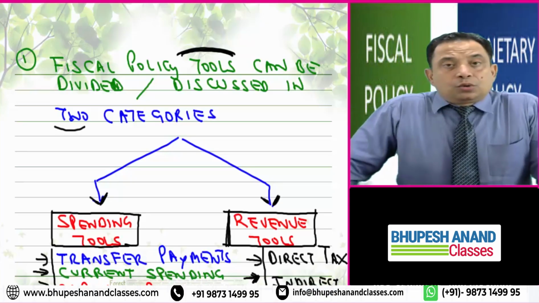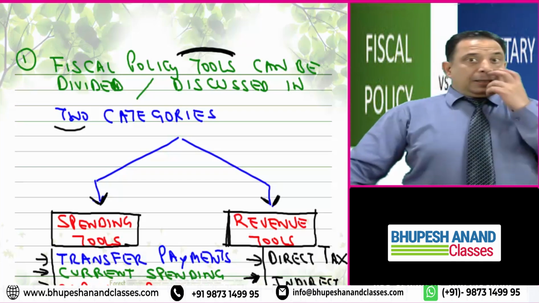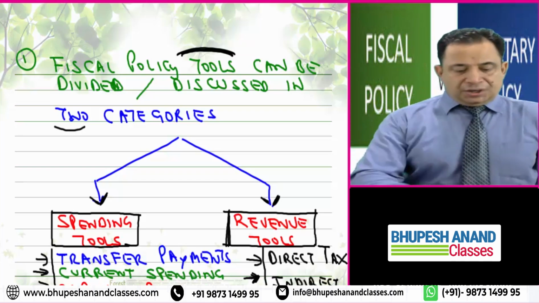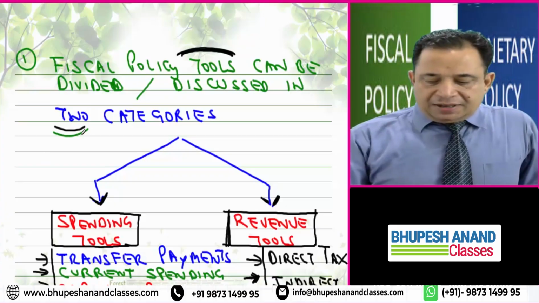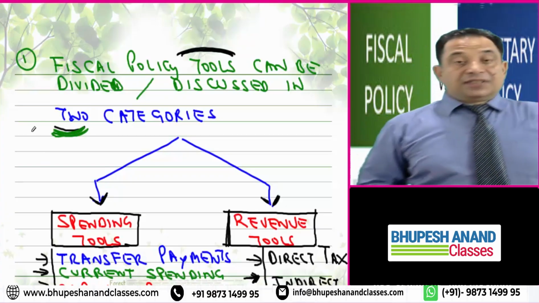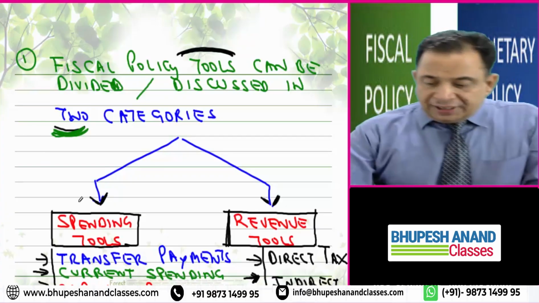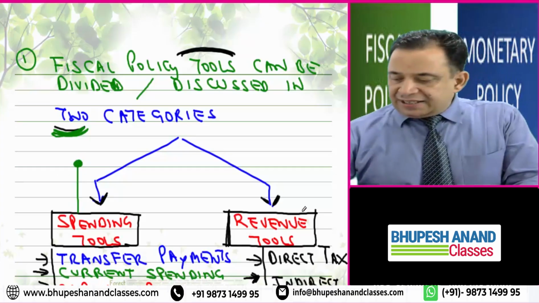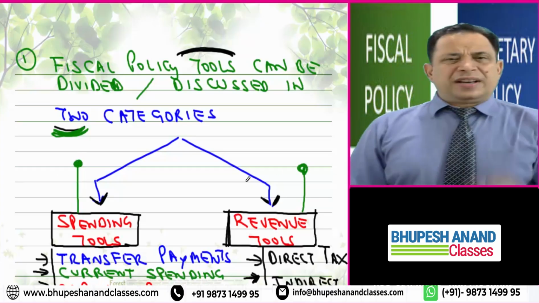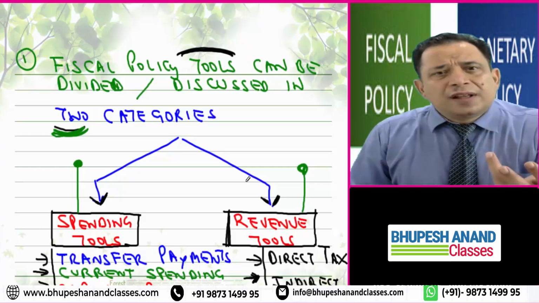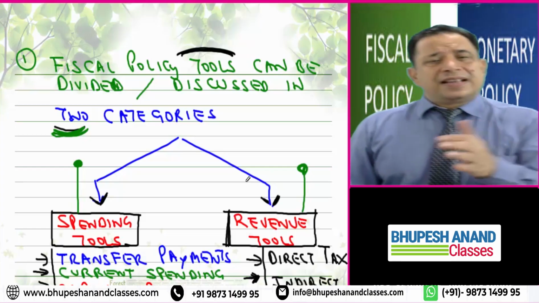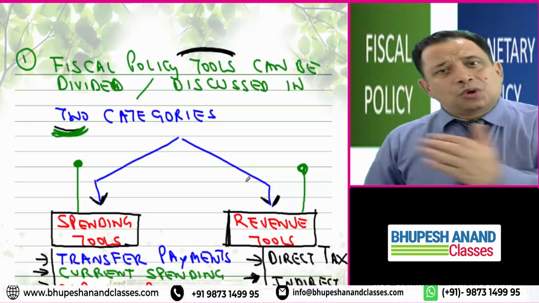Fiscal policy tools can be discussed in two categories. The first category is named spending tools and the second is named revenue tools. Very simple, very intuitive. When I say fiscal surplus, it means revenue is more than expense, and when I say fiscal deficit, it means expense is more than revenue.